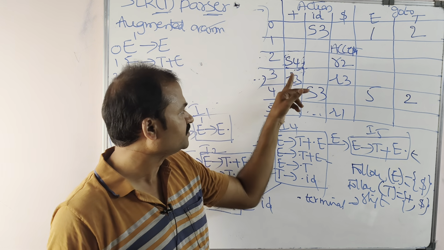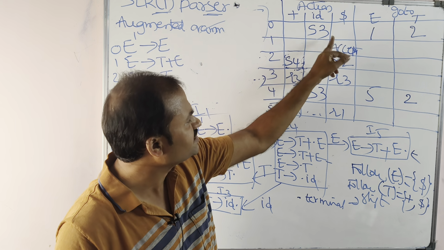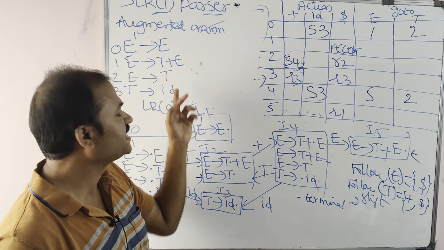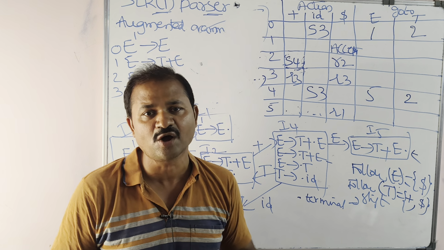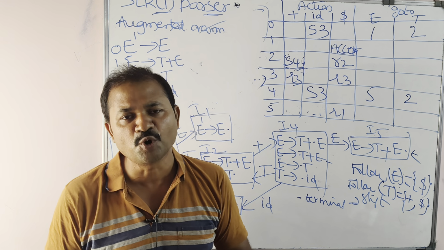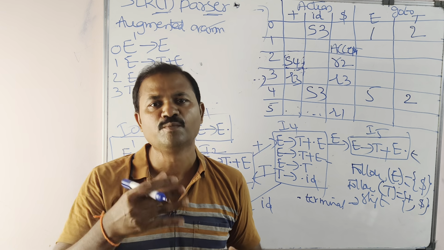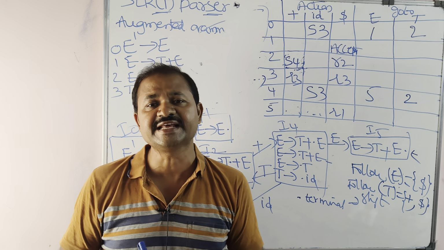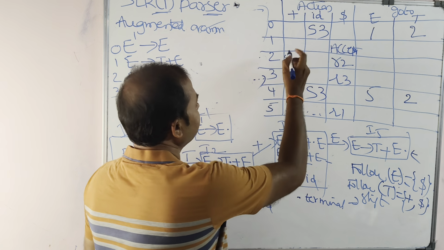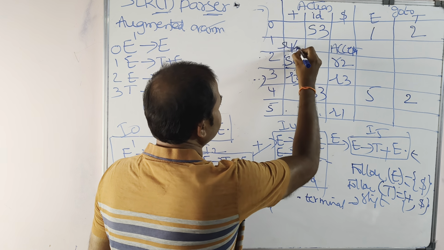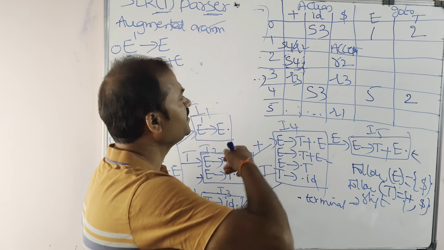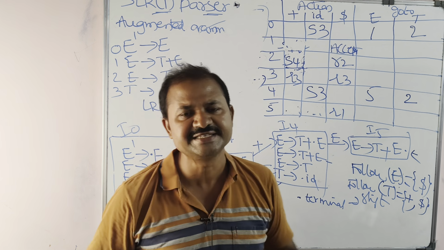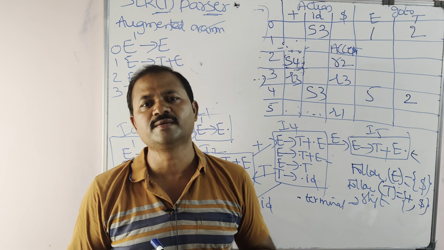In this table, each cell represents only one operation. So we can say that the given grammar is an SLR(1) grammar. Suppose a cell represents more than one operation, then we can't call it an SLR(1) grammar. Let's say a cell represents 2 operations, S4 or R2. Then we can't call this grammar an SLR(1) grammar. So this is about the SLR(1) parser.